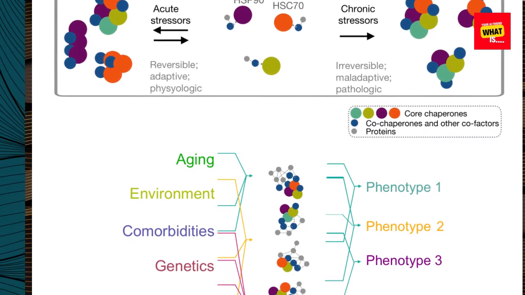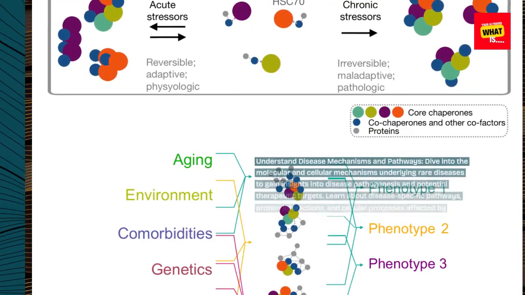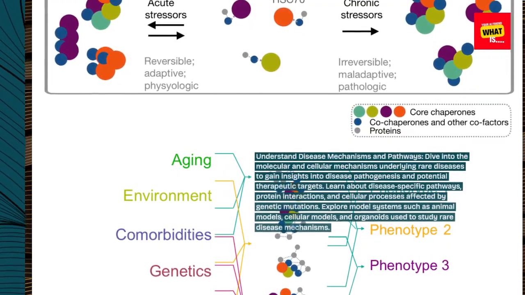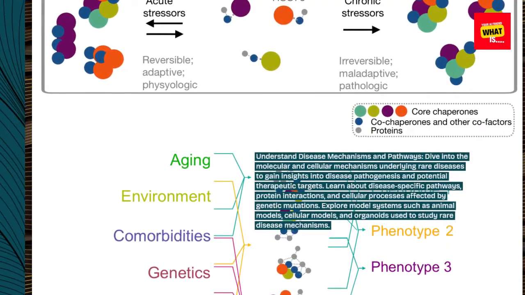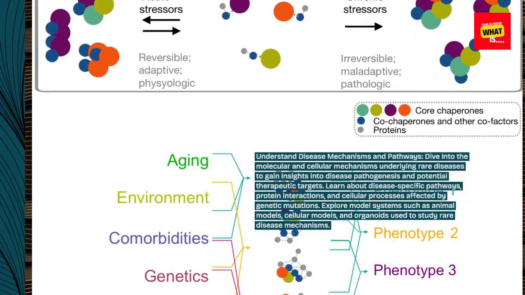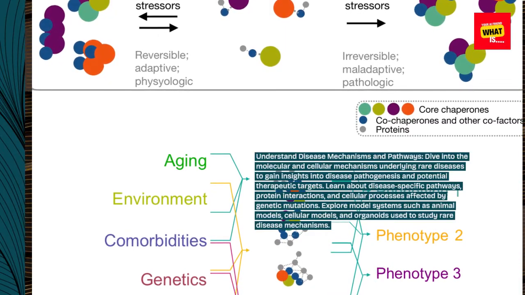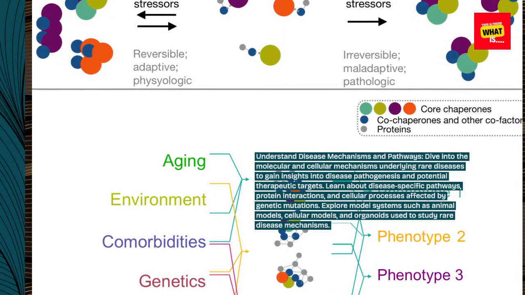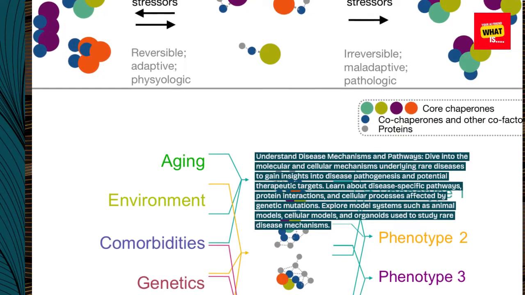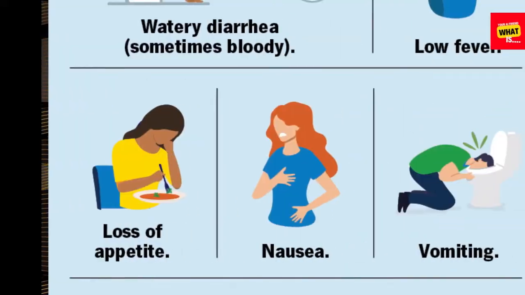Understand disease mechanisms and pathways. Dive into the molecular and cellular mechanisms underlying rare diseases to gain insights into disease pathogenesis and potential therapeutic targets. Learn about disease-specific pathways, protein interactions, and cellular processes affected by genetic mutations. Explore model systems such as animal models, cellular models, and organoids used to study rare disease mechanisms.